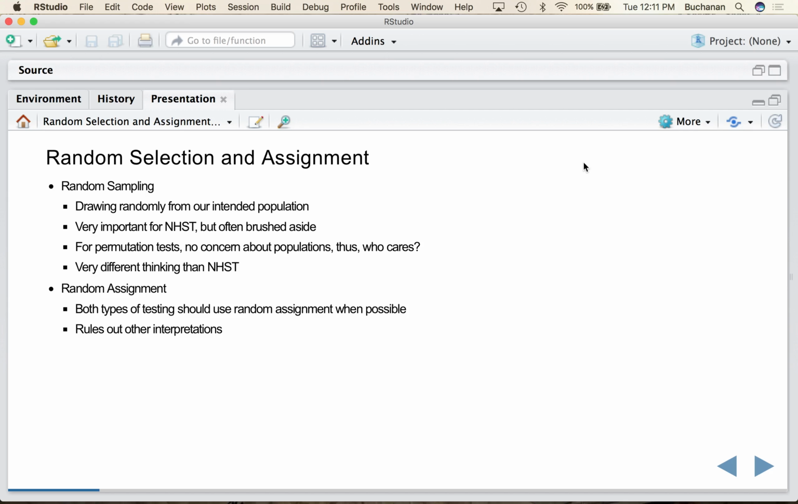But in a permutation test, there's actually no concern about a population. So one of the biggest differences between these two in a theoretical focus is that they really are estimating on the sample. So we're interested in this sample, and don't care about this population. Who is this population anyway? So who cares about populations? So maybe we don't need random sampling because we're not really concerned with the larger population at play. And that is very different thinking.